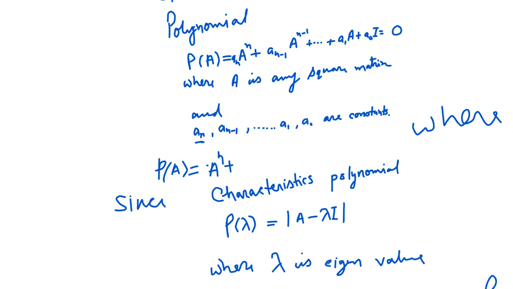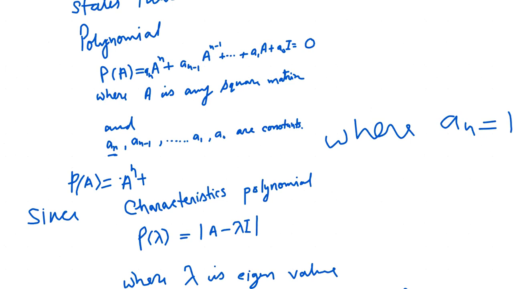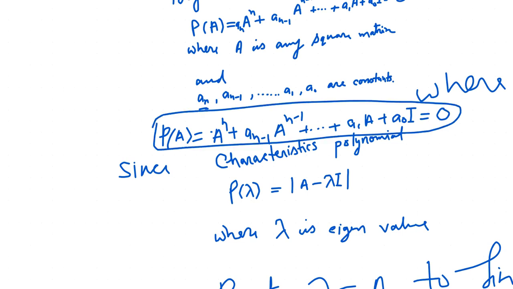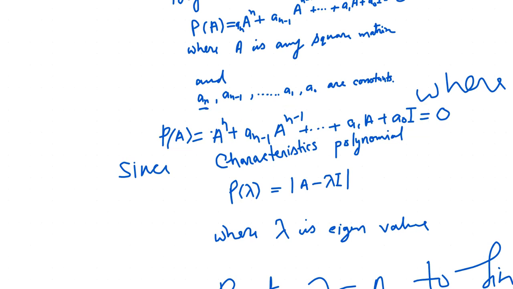AN will be 1. So A to the power N plus A(N-1) into A to the power N minus 1 plus up to A1 A plus A0 into I is equal to 0. We will get this by taking AN is equal to 0. Okay? So we will use this further.